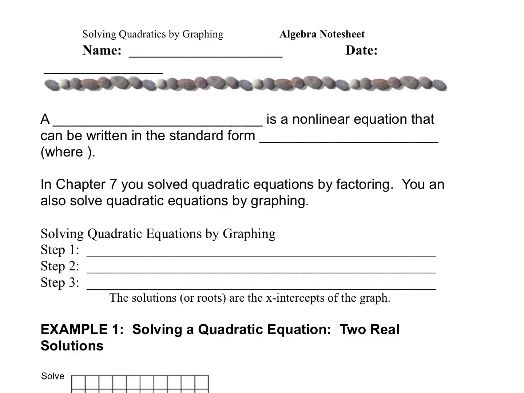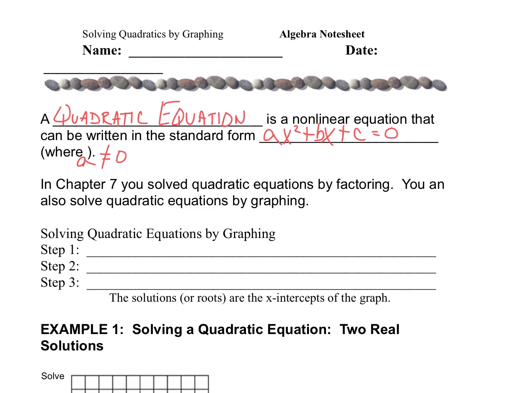Today we're going to talk about solving quadratics by the graphing method. A quadratic equation is a non-linear equation that can be written in the standard form ax squared plus bx plus c equals 0, where a is not equal to 0.